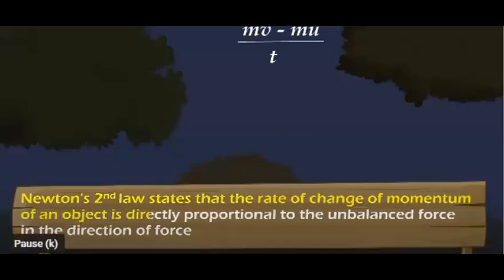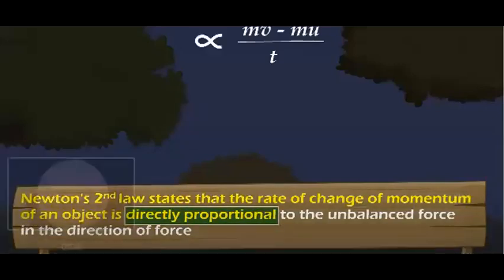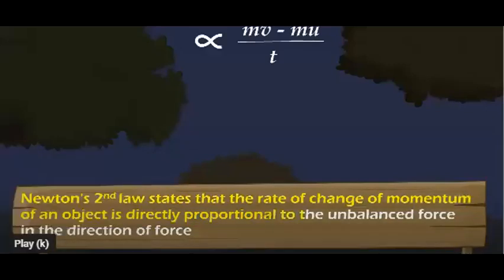Now let's read the definition. It is directly proportional. You learnt in maths last year, directly proportional means when one increases, the other increases, and when one decreases, the other decreases. The symbol is this one, directly proportional to the unbalanced force. So I am writing the unbalanced force as F.